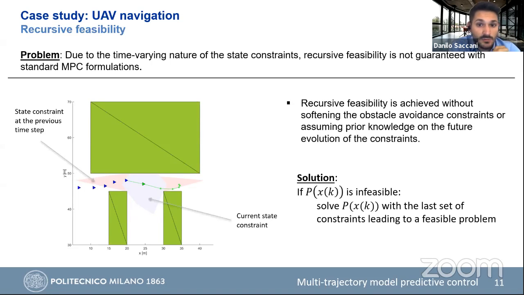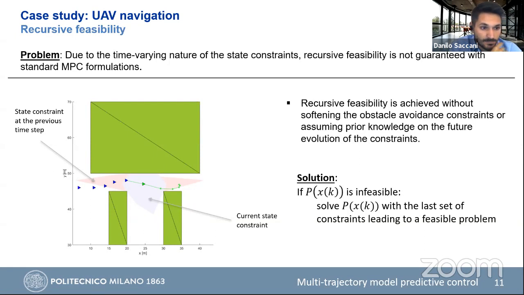So in this work, we implemented an approach to still obtain the recursive feasibility, but without softening the obstacle avoidance constraints and without assuming any prior knowledge about the future evolution of the constraints. The solution is quite straightforward. Indeed, if the MPC problem at the current time step results unfeasible, the last set of state constraints leading to a feasible problem is used.